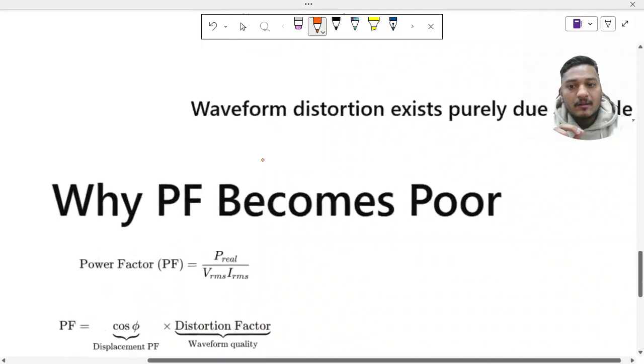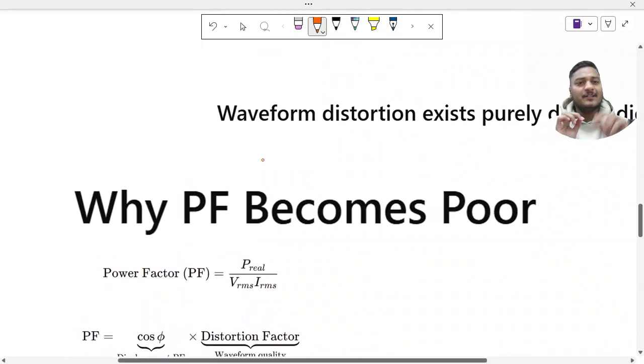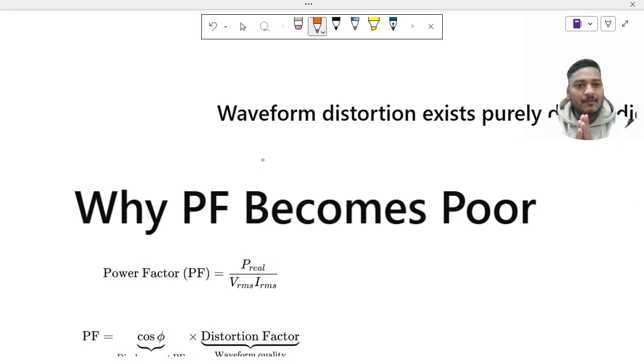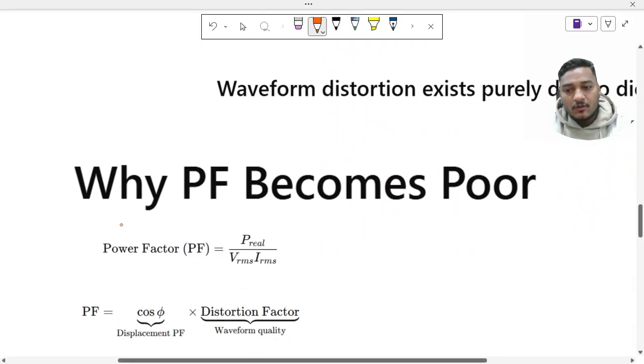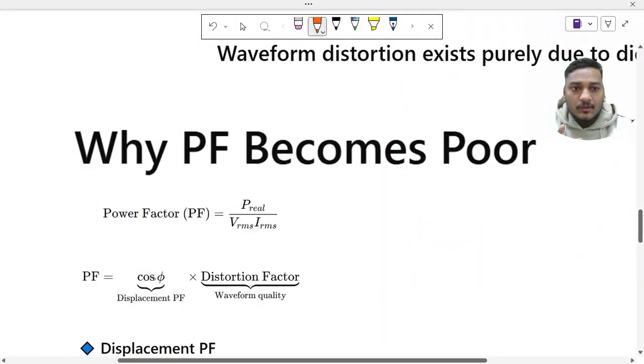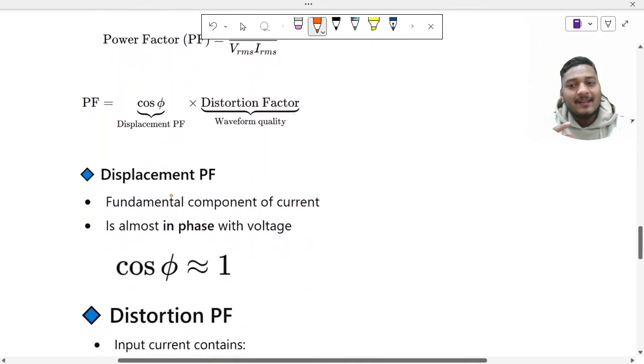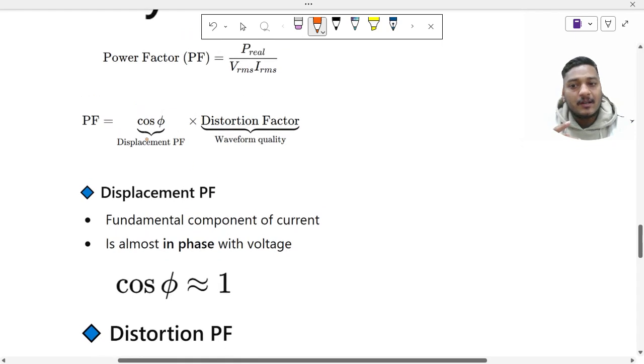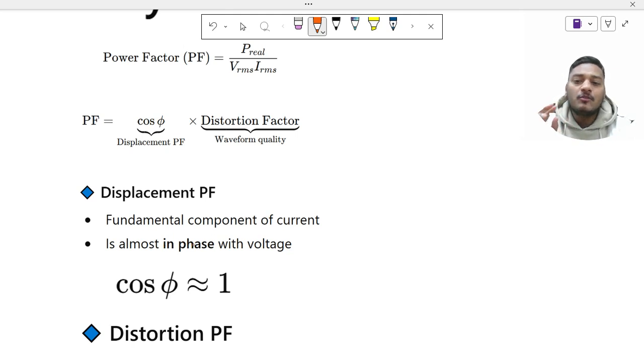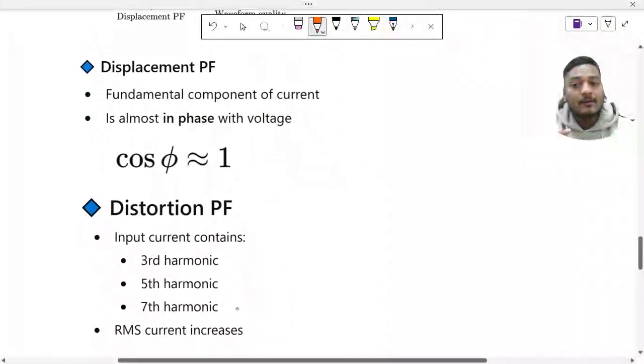So why is the power factor still poor? One thing is that the peaky nature is there, which is acceptable, or not even acceptable, but okay. But why exactly does the power factor get poorer? We have defined the power factor and broken it down into cos of phi and the distortion factor. The displacement factor, in terms of cos of phi, is the fundamental component of the current. Maybe it is almost in phase with the voltage. This is my assumption in the diode bridge as well, so my cos of phi is equal to 1.